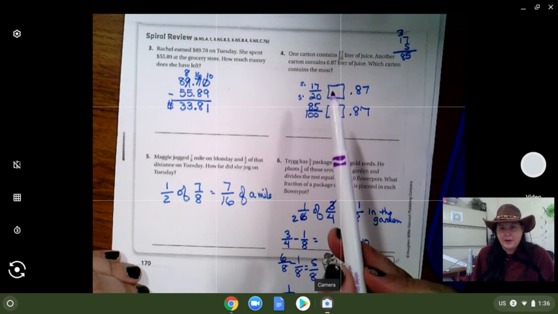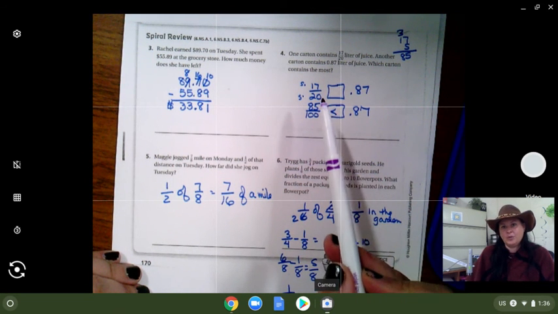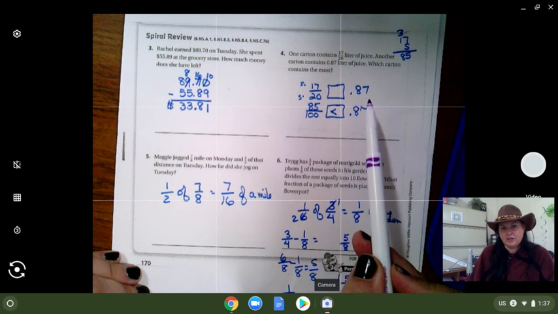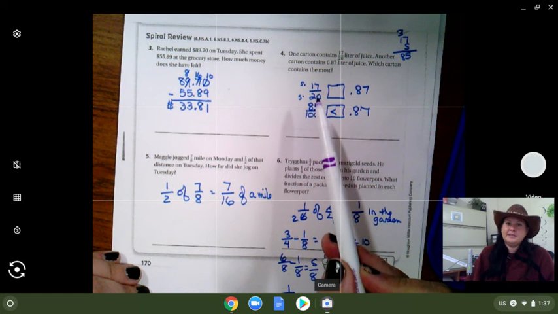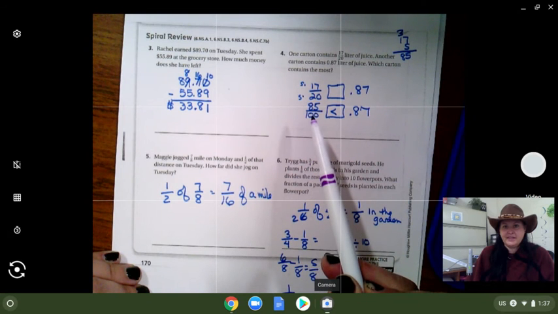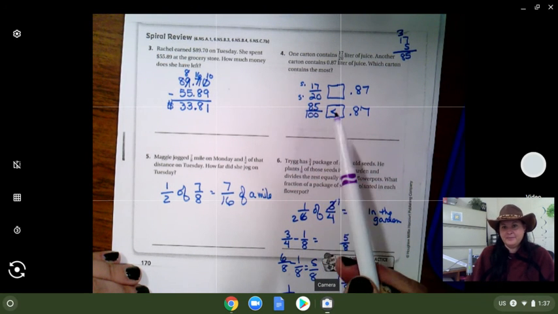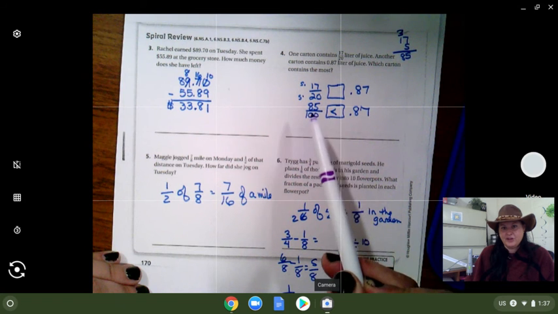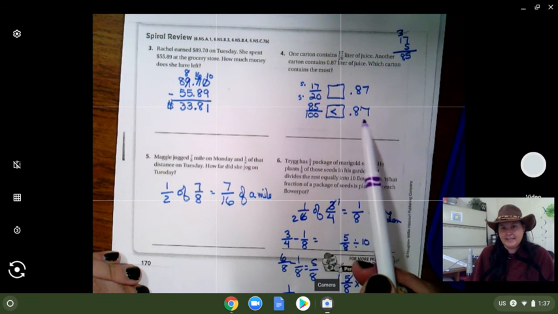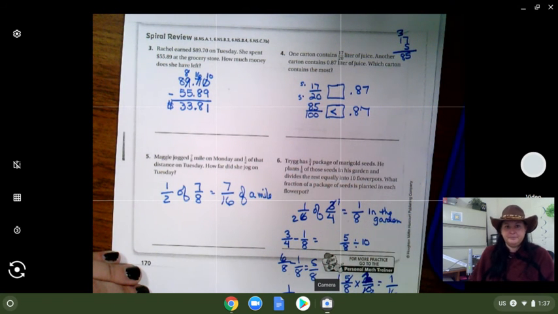Right here in this problem, we are comparing 17/20ths to 87/100ths. So in order to make this into a decimal, we can easily do that by taking our 20, multiplying it by 5 to get 100 on the bottom. 17 times 5 is 85. So 85/100ths is less than 87/100ths.